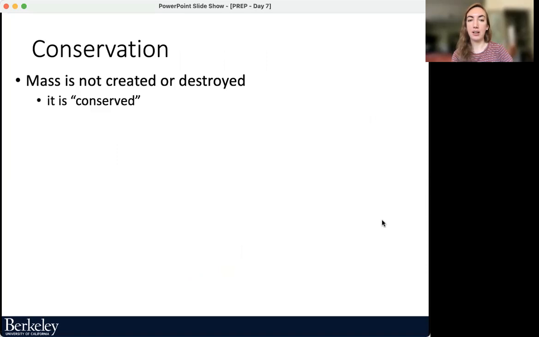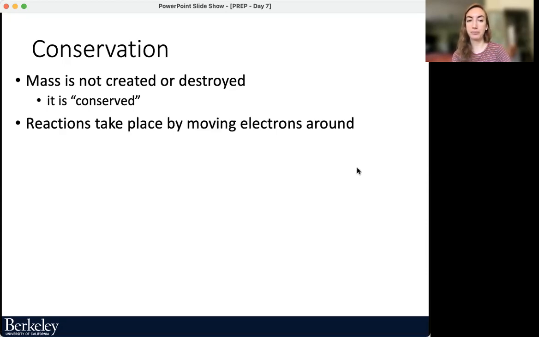One of the most important facts for chemical engineering and engineering in general is that mass is not created or destroyed. It is conserved. A conserved quantity is something that is not created or destroyed. So mass is a great example. Mass can change forms in these reactions, but we're not getting rid of or creating mass.